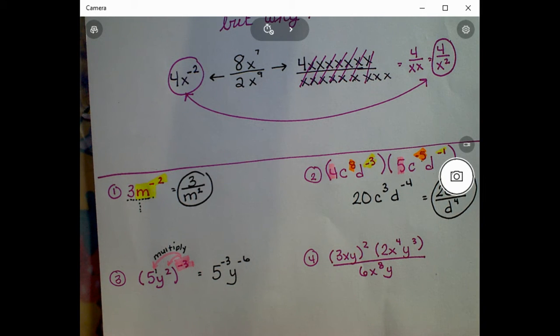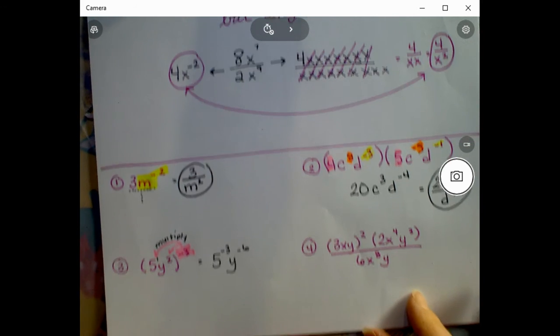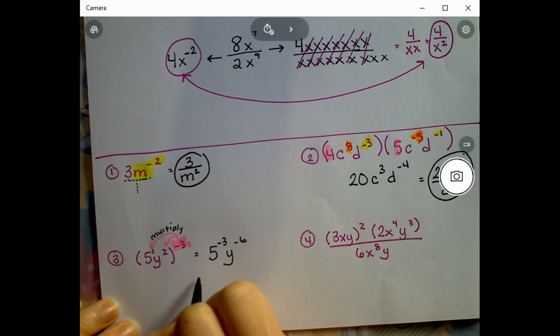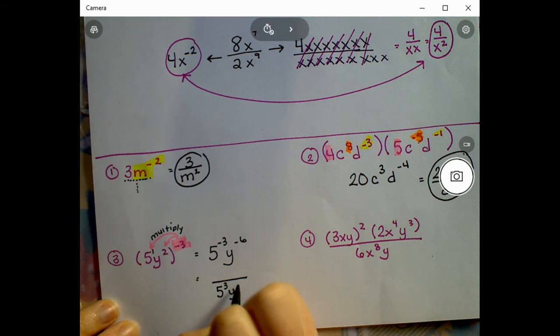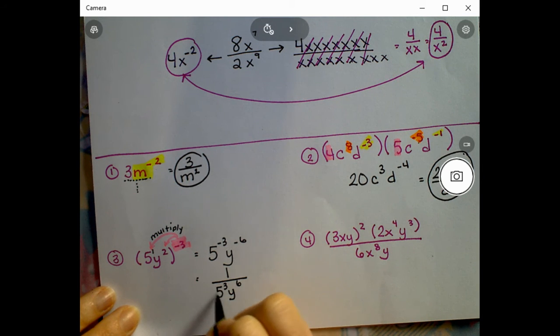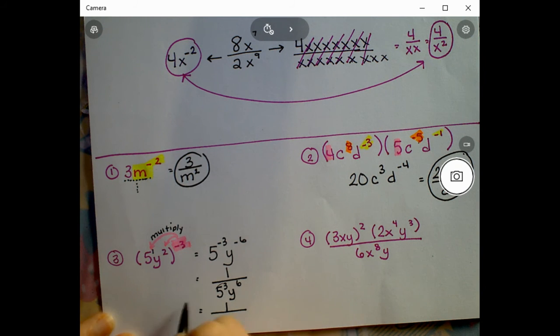Okay? We said that we don't want negative exponents in our final answer. So, since these are both negative, they are going to move to the denominator so the exponents can become positive. We're going to put a 1 up here to hold that spot. All right? And then we do want to multiply this. So 1 over 5 cubed means 5 times 5 times 5. 125 y to the 6th power.